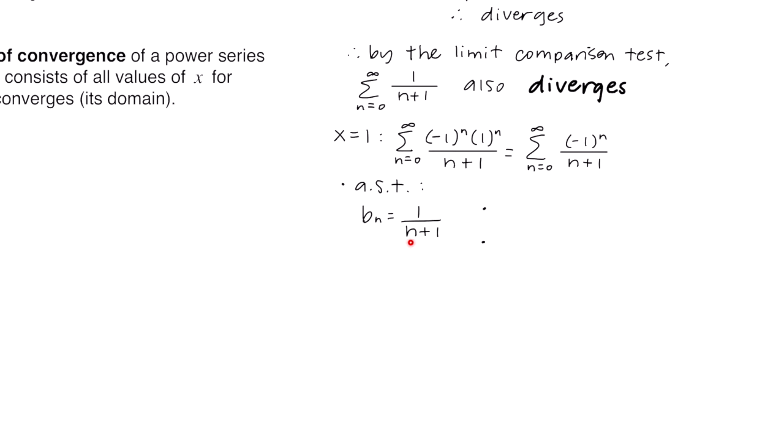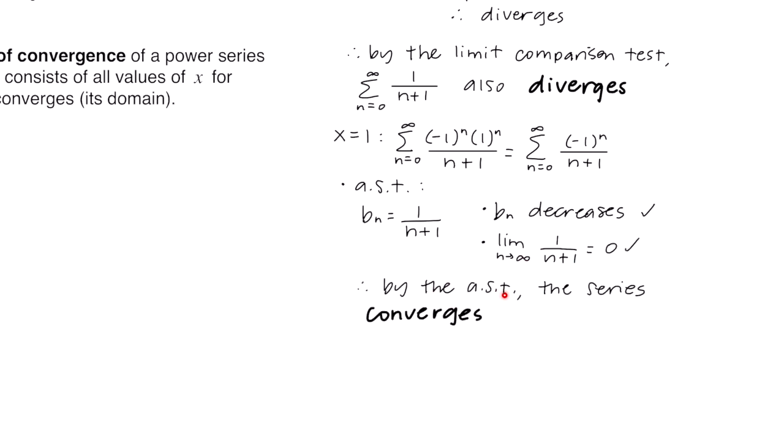And then as you plug in 1 for n and 2 for n and so on, the terms are going to get smaller. So b sub n decreases. So next we take the limit as n goes to infinity of b sub n, and as n gets larger and larger, this fraction is going to go to 0. So by the alternating series test, this series converges. So again, when the endpoint is x equals 1, the series converges.